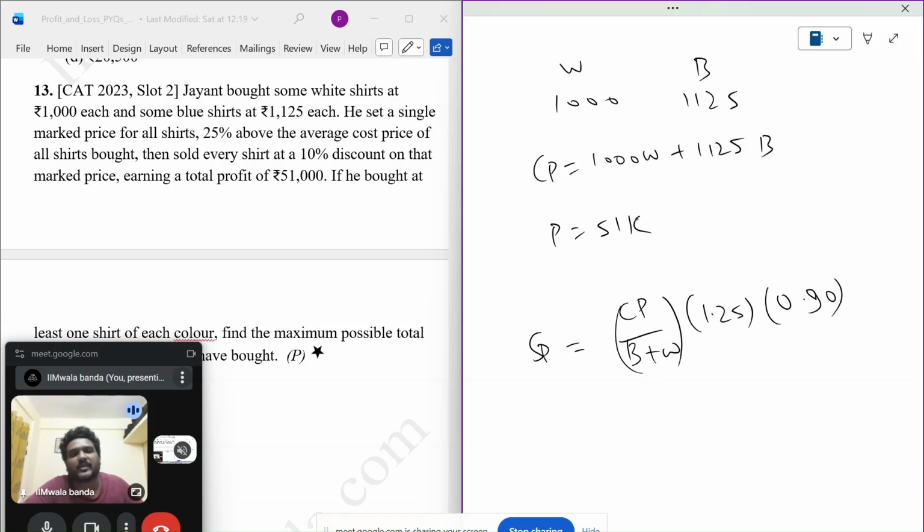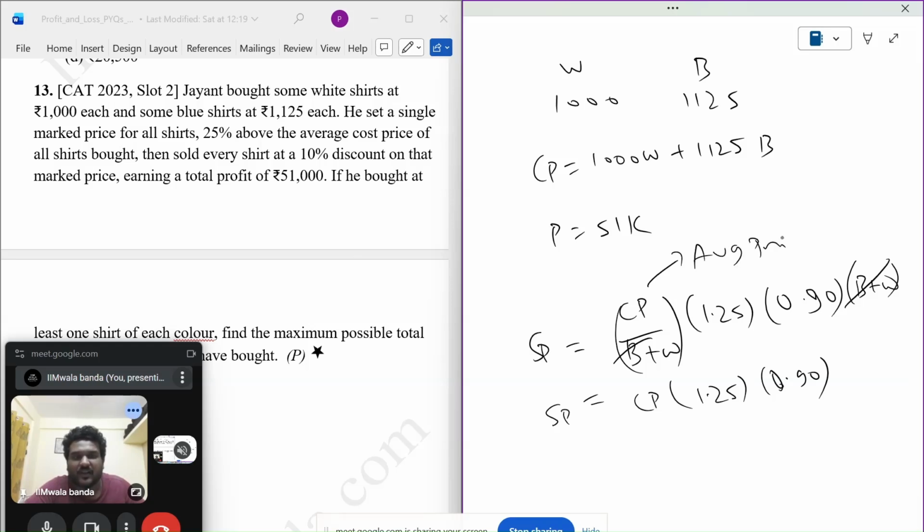And simply, selling price minus cost price is 5100. Total B plus W shirts, correct? This is for one shirt. All the shirts are B plus W. So can I say cost price into 1.25 into 0.90? See, we're getting somewhere. Why this? This is the average price of one shirt, right? So when you talk about cost price, you talk about total money spent. Selling price, total money earned. So it has to be multiplied.